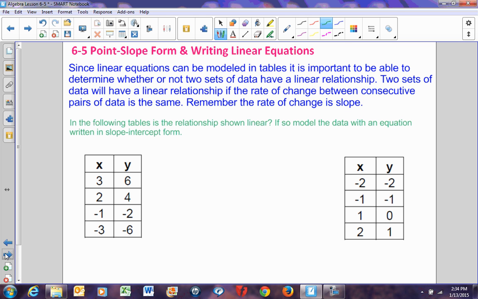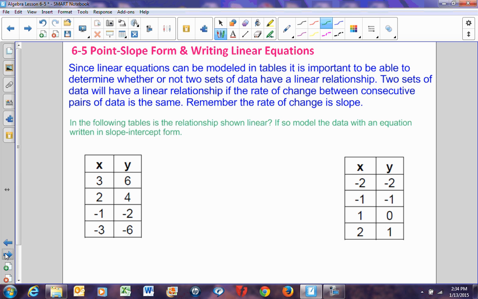Last thing. Since linear equations can be modeled in tables, it's important to be able to determine whether or not two sets of data have a linear relationship. In other words, will they make a straight line? Two sets of data will have a linear relationship, or make a straight line, if the rate of change between two consecutive pairs of data is the same. And remember, rate of change is a slope. So it says, in the following tables, is the relationship shown linear? If so, model the data with an equation written in slope-intercept form.